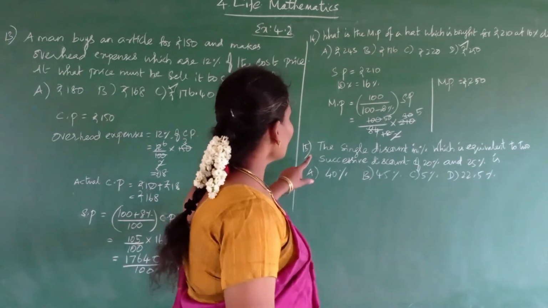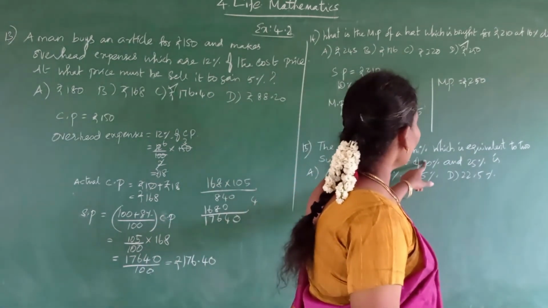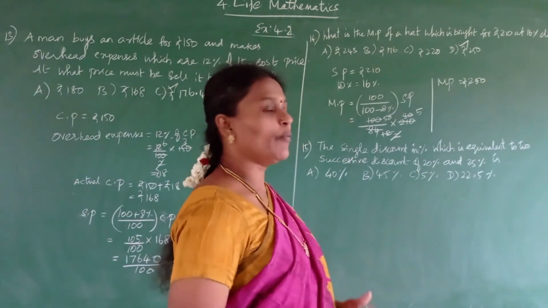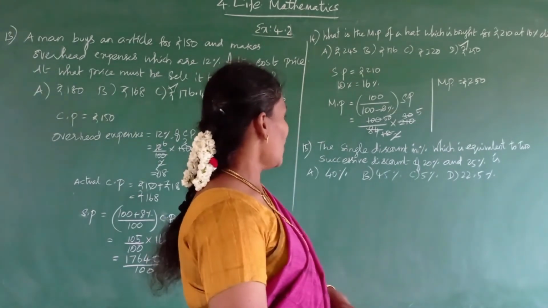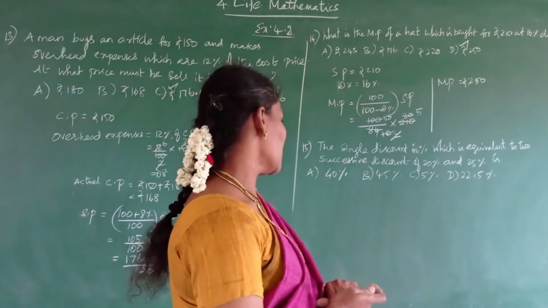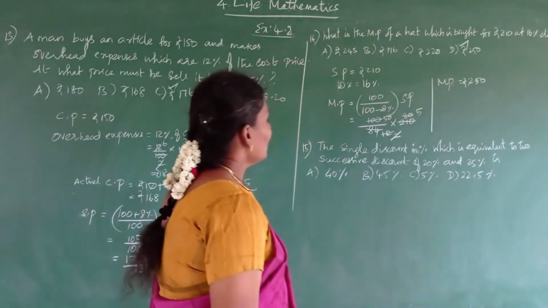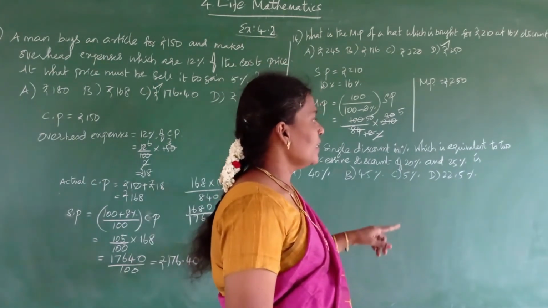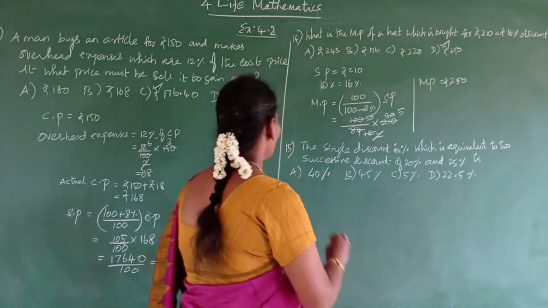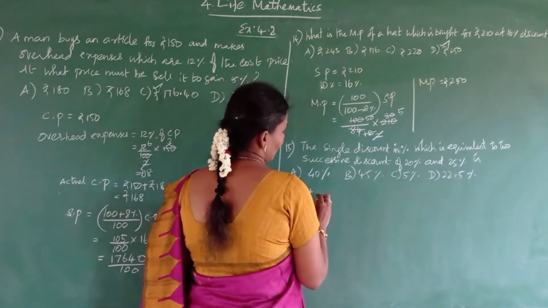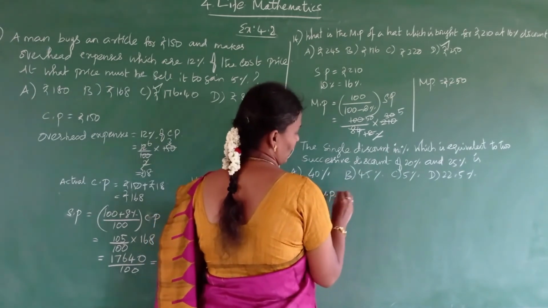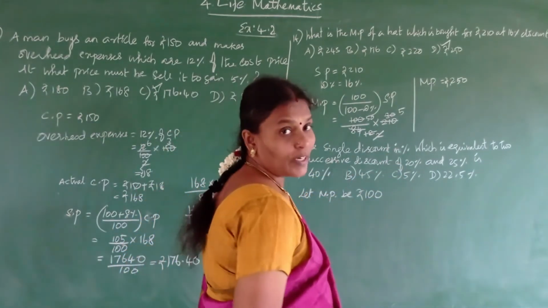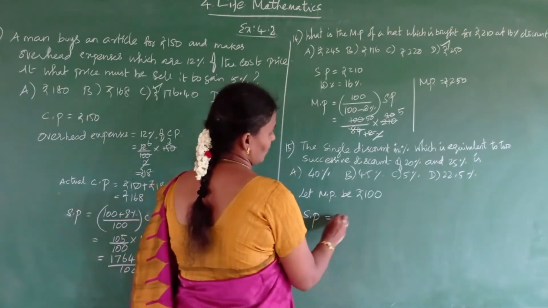Now you see, the single discount in percentage which is equivalent to 2 successive discounts of 20% and 25% is, you have to find out the single discount percentage. So here, see, the MP is not given. So you consider MP is 100 rupees. Now let MP, market price, be rupees 100. For this 100, you have to find out the selling price after the 2 successive discounts.